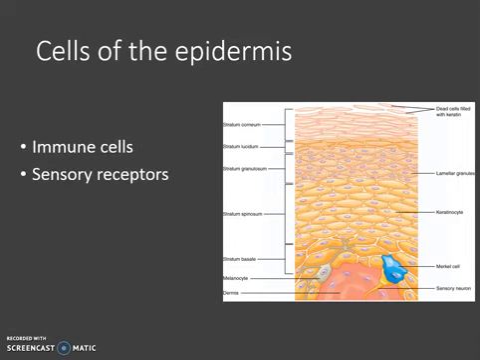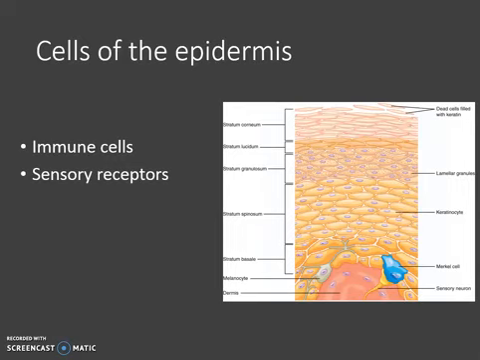In the epidermis, there are also some immune cells and sensory receptors. The immune cells help if you get a scrape or a cut. Those immune cells are a pretty early part of your defense mechanisms in order to fight off bacteria and keep it from getting deeper into your skin.